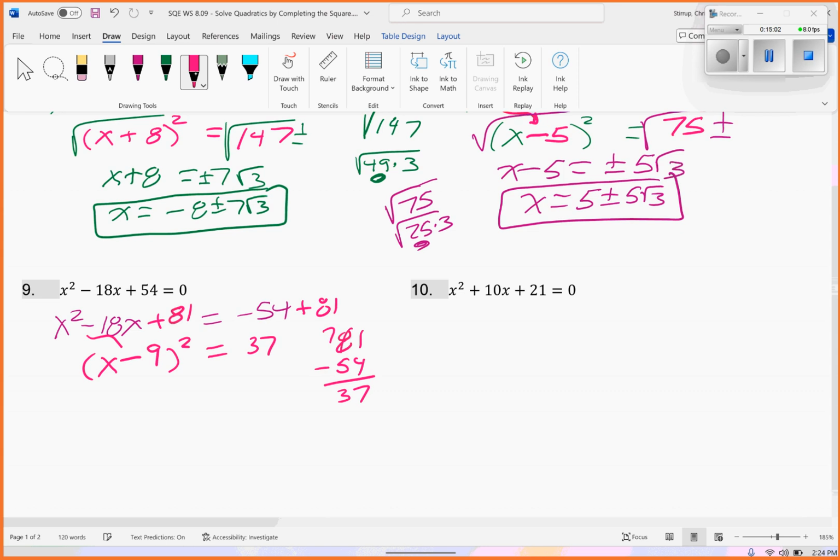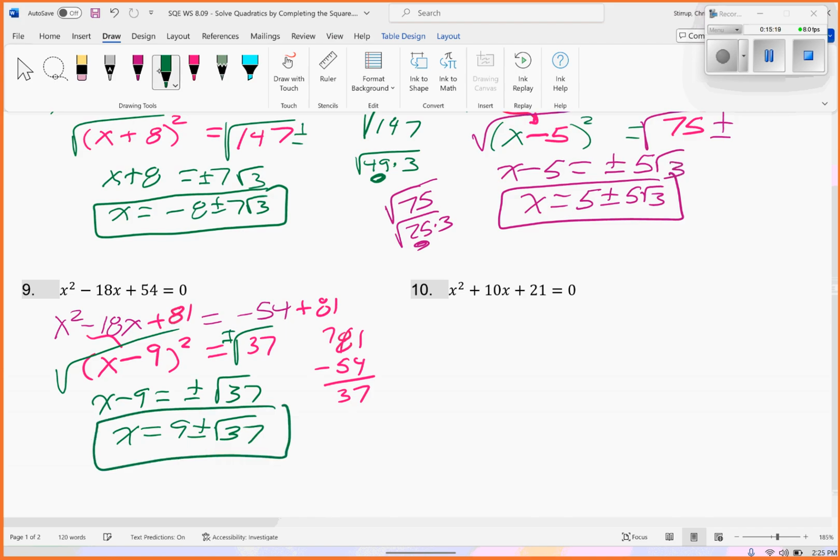I don't think 37 has a 25, a 16, a 9, or a 4 that goes into it. Root. Don't forget the plus minus. Add 9 to both sides. There's your answer.